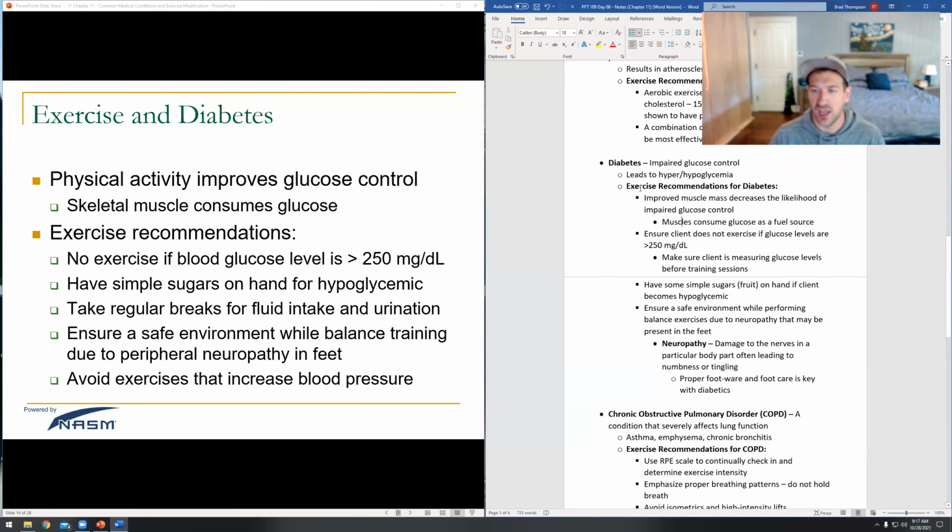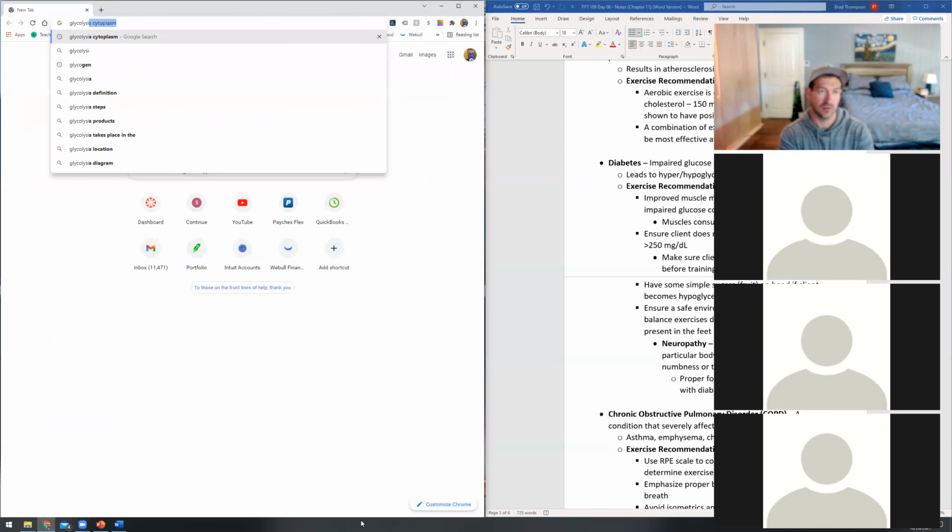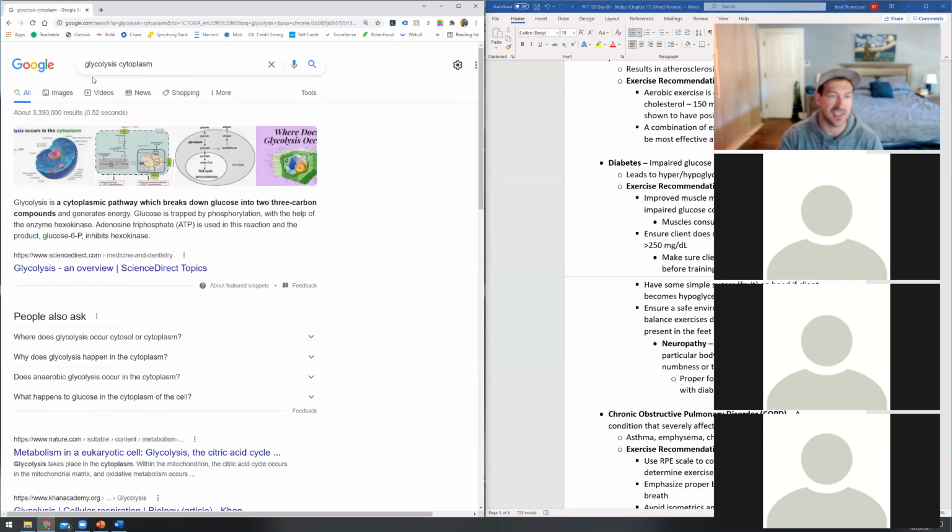And so, exercise recommendations: we want to try to improve muscle mass. Improved muscle mass can actually decrease the likelihood of elevated glucose. The reason for that is we know that muscles consume glucose as a fuel source, right? Again, think of glycolysis, right? Glycolysis is all about producing energy in the fluid of your cells. So it takes place in the cytoplasm.